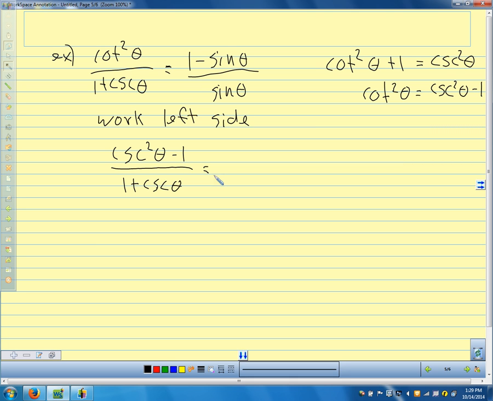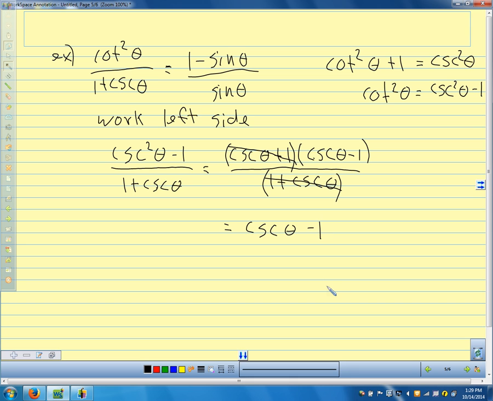We did a factoring problem on the board here earlier. So we're going to factor this. So this is cosecant theta plus 1 times cosecant theta minus 1 over 1 plus cosecant theta. 1 plus cosecant theta is the same as cosecant theta plus 1. So what can I do with this? Cancel that out. And I get cosecant theta minus 1.